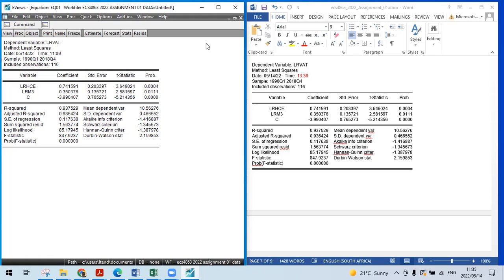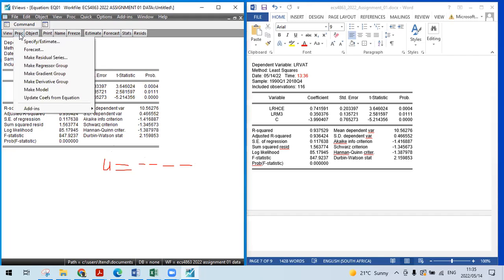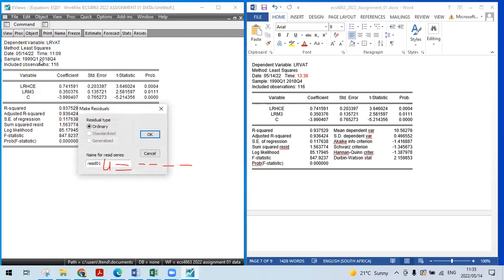Let me write it so that you understand. We have opened the equation. Now we want to have u is equal to something, right? That's what we want. We want to make the residual series, so we want to process. Can you see that? It's written Proc for process. What is it that you want to process? You can process a lot, but we want to process the residual series. I'm clicking on residual series.